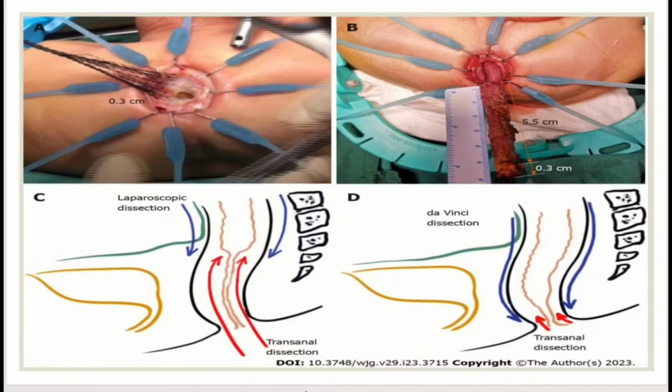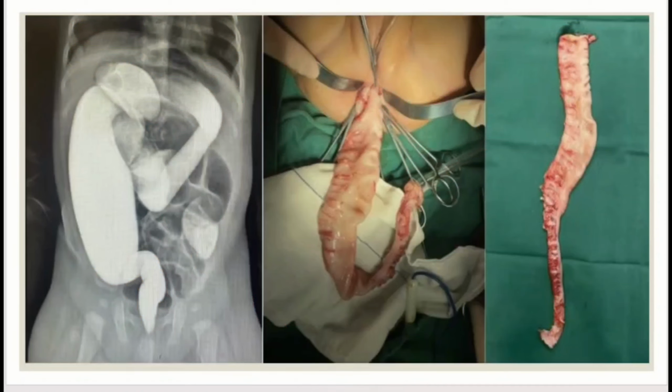Laparoscopic transanal dissection is also very common. Robotic surgeries are also performed. This is another diagram showing the radiological investigation. X-ray abdomen with dilated bowel loops, transanal procedure is done here, and this is the resected bowel segment with dilated proximal and distally collapsed bowel loop.